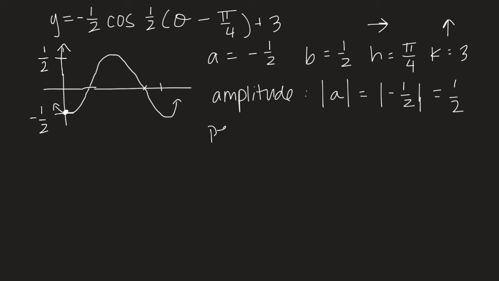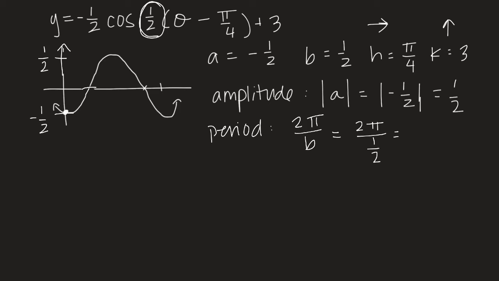Let's try period. So period is, for any sine or cosine function, 2 pi over b. b was a half. So it'd be 2 pi over 1/2. And then let me just show again where I'm getting b from. It's the number right here in front of the variable. So that's where that half is coming from.